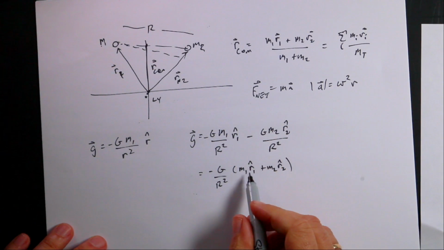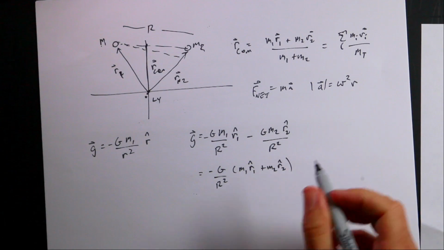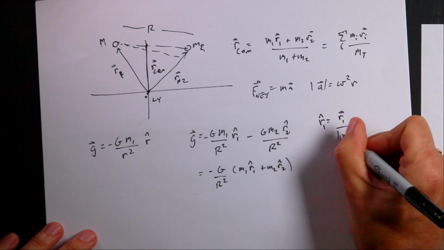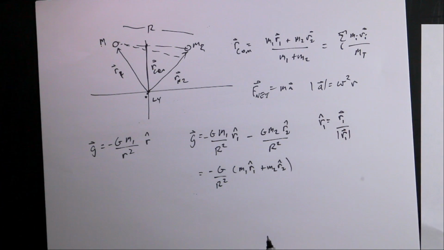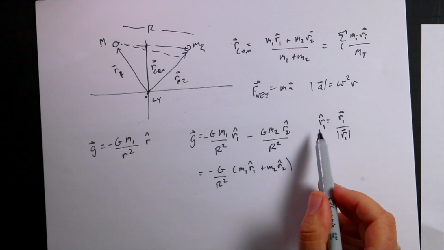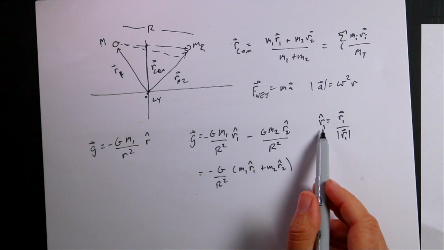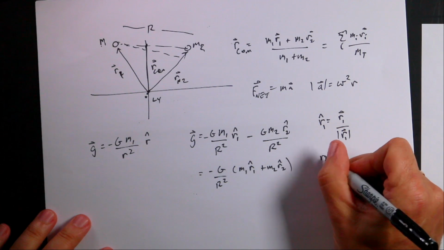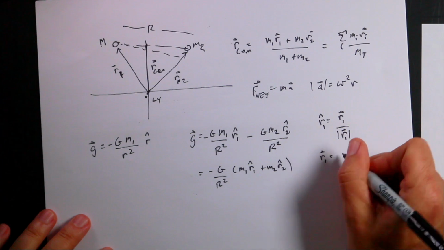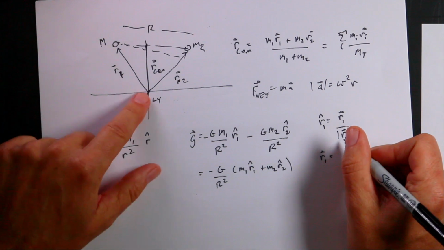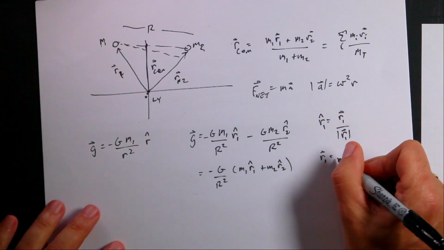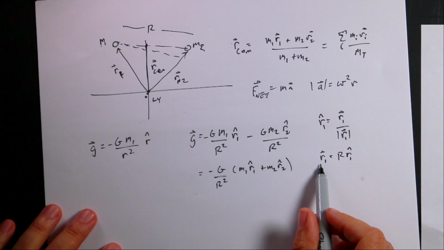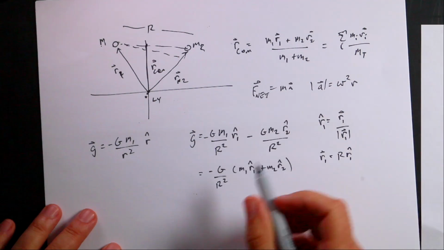So this is a unit vector. A unit vector, we define r1 hat as the vector r1 divided by the magnitude of r1, so it has a magnitude of 1. This means that I can write the vector r1 as the magnitude of r1, which is this distance right here, which I've already said is r, times r1 hat. So if I use that up here, then I can write this.